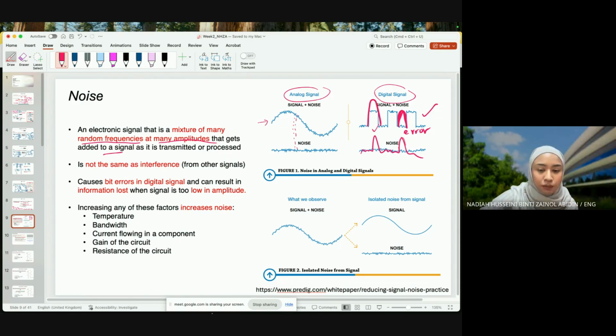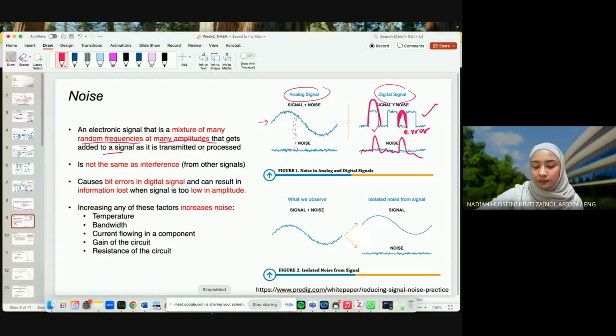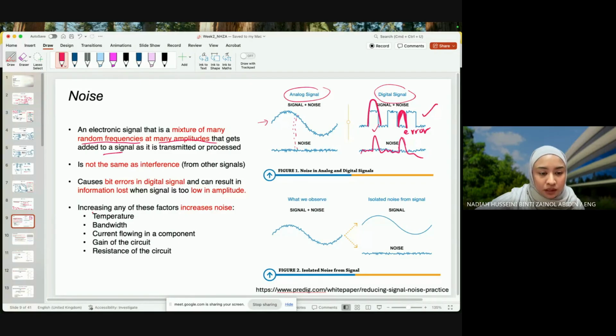Okay, so how is noise formed? Noise is formed by increasing any of these factors such as temperature, bandwidth. If you increase the current flowing, you also increase the temperature, therefore you increase the noise. If you increase the gain of the circuit, you are actually amplifying the noise.